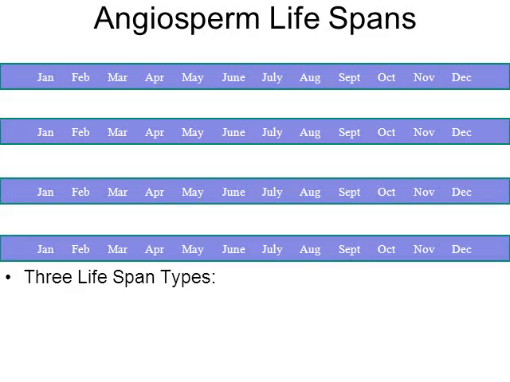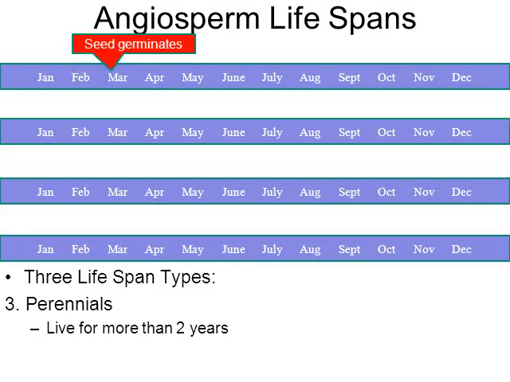Okay, and the third and final lifespan that we notice are called perennials. And these things live for more than 2 years. They might live for decades, even centuries. And so what we notice is in the beginning of year number one, a seed is going to germinate, a seed is going to grow. And over the course of the next few months, the plant will grow and get bigger.